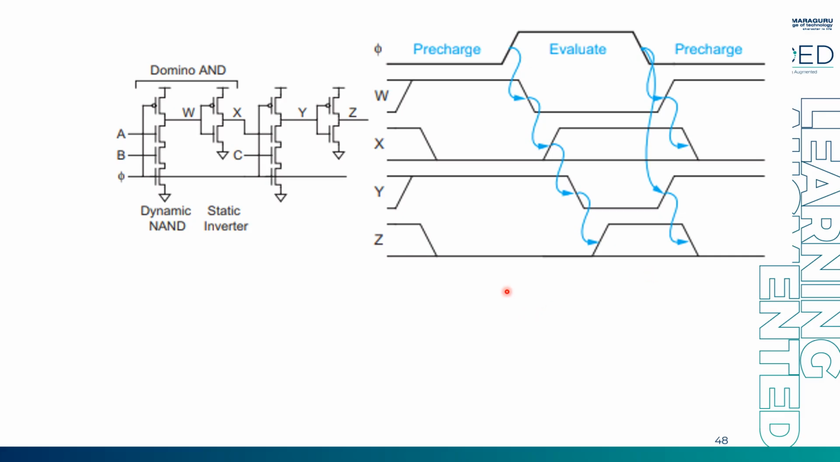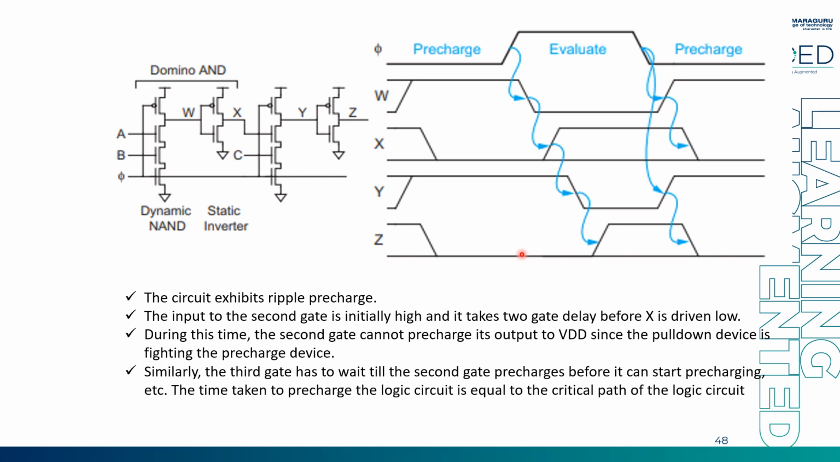So one thing you must understand here, there is a problem that is happening in domino CMOS which is called ripple pre-charge. You can note that there is a time lapse between each and every evaluate phase. ஒரு evaluate phase க்கும் இன்னொரு evaluate phase க்கும் ஒரு minimal time gap இருக்கு. Okay, so you have a mild time gap between one evaluate and another evaluate.